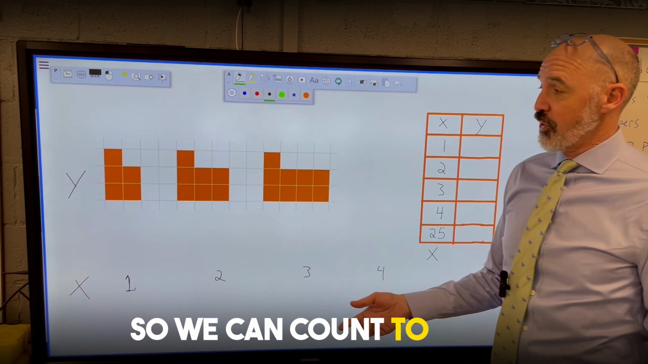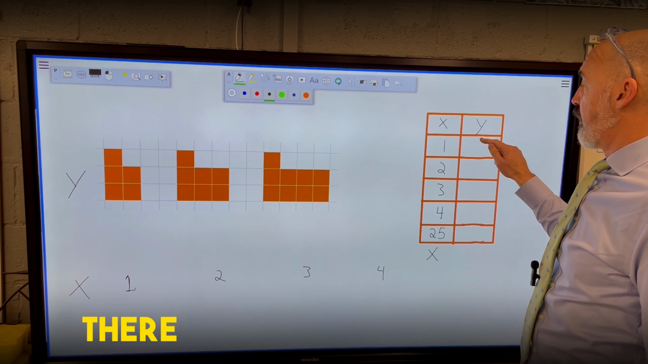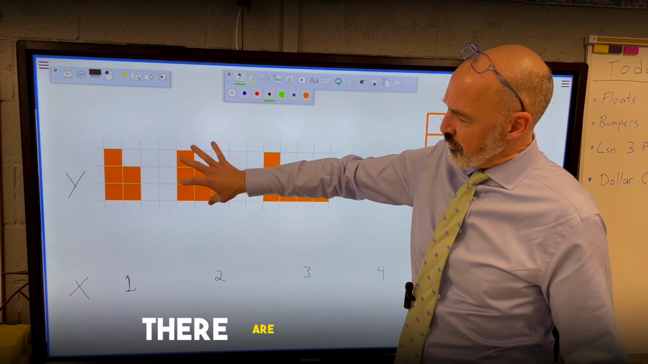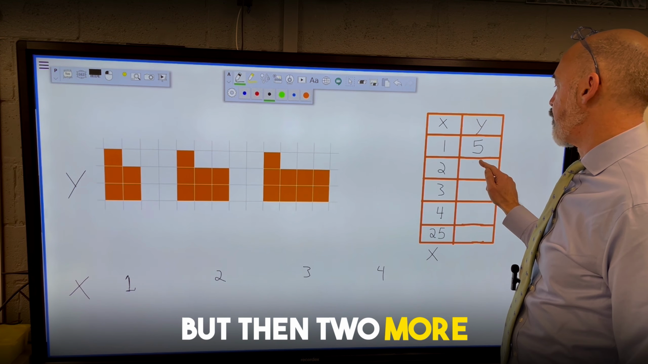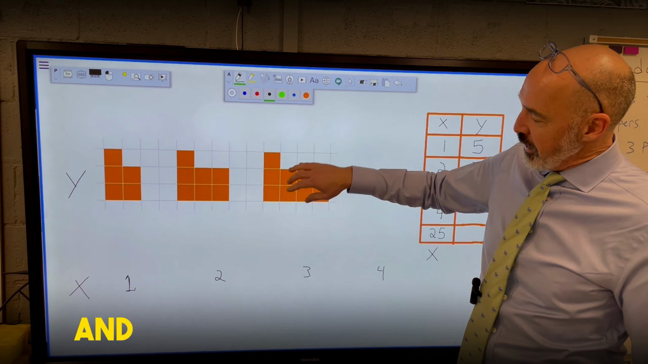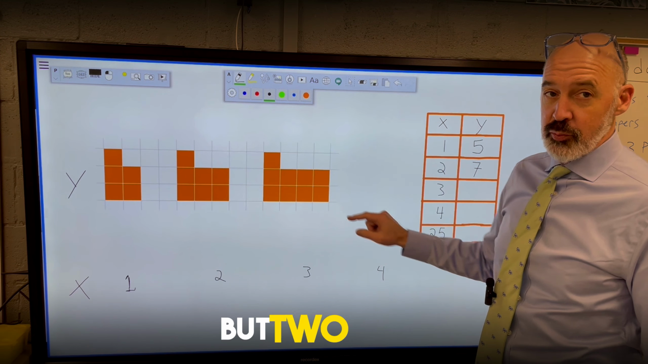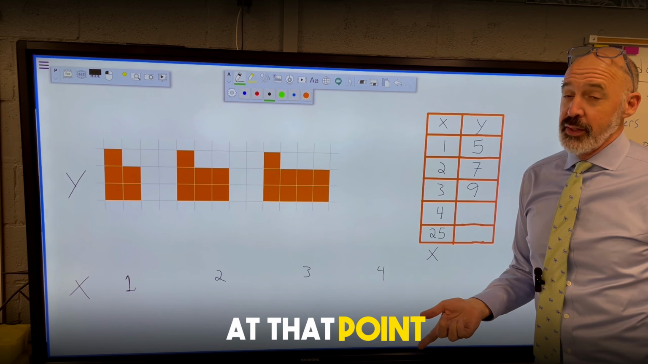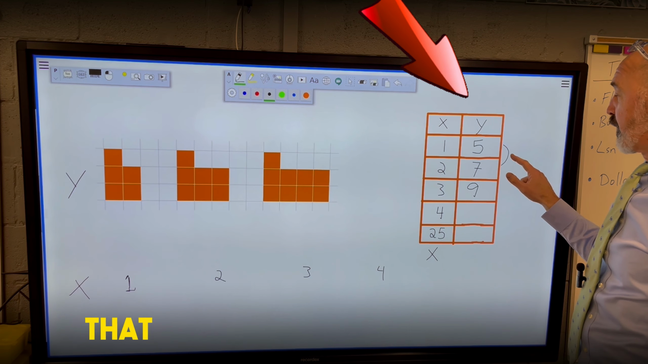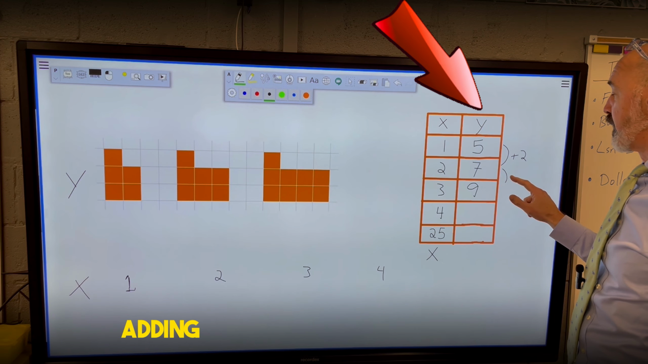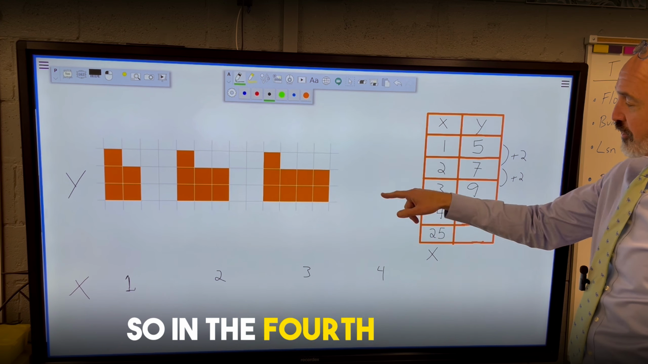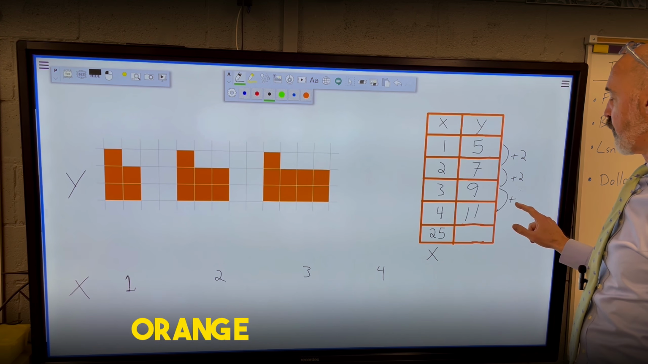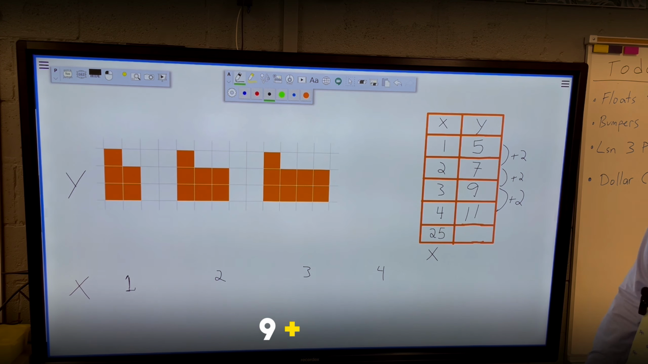So we can count to start. In the first iteration, there are 5 orange squares. In the second one, there are still that 5, but then 2 more. So that's 7. And then now there's that 7, but 2 more. So that's 9. At that point, many students can see that pattern of adding 2 more every time. So in the fourth iteration, it would have to be 11 orange squares because 9 plus 2 is 11.